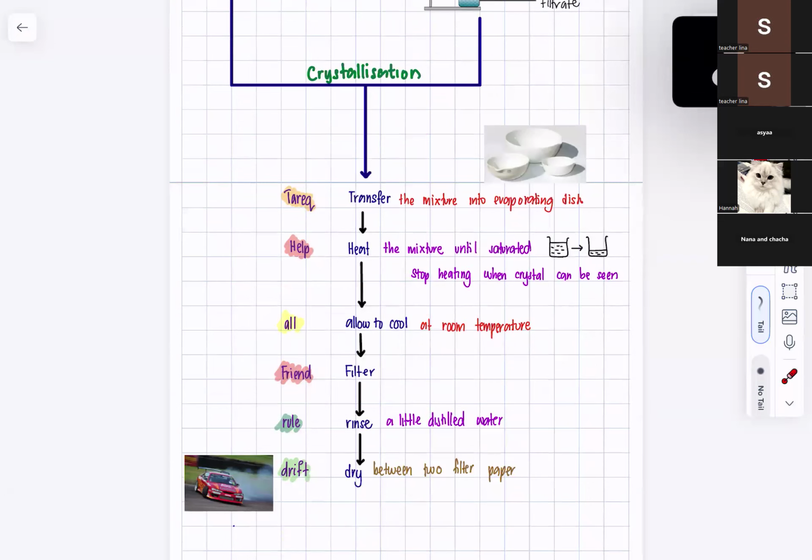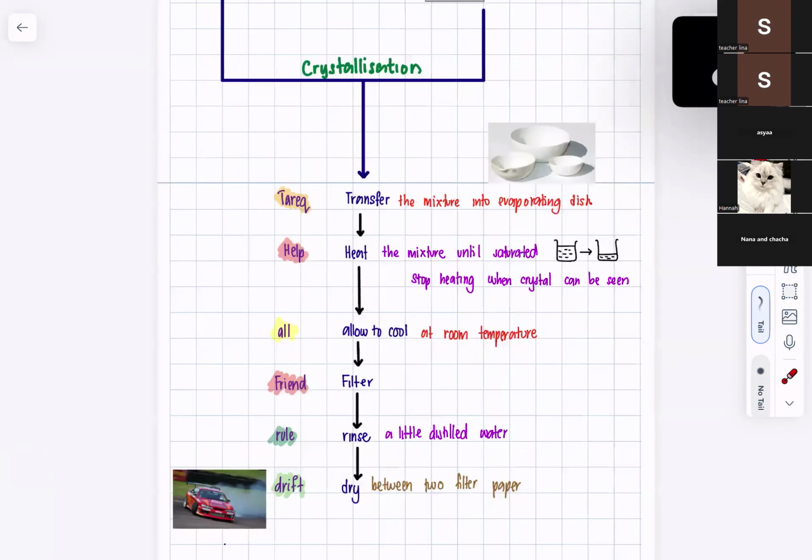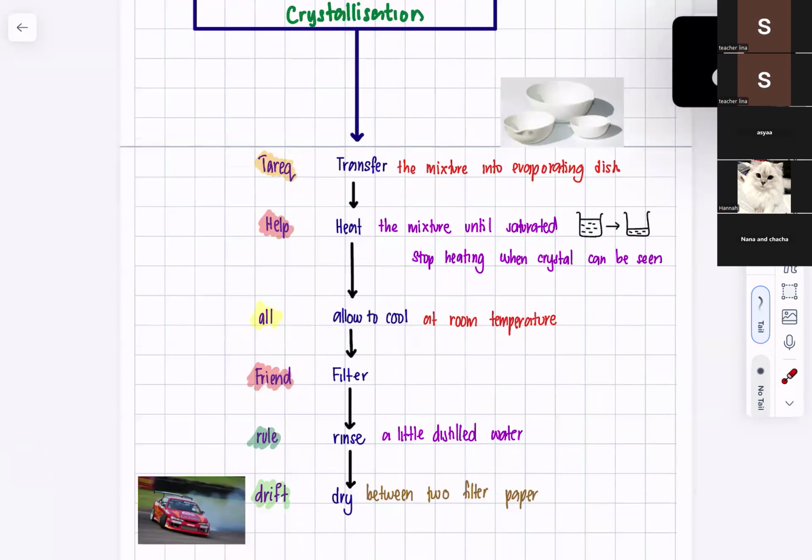How to remember the crystallization? One word: Tariq, help, all, friend, rule, drift. So Tariq, T, that one is you transfer. This one is the acronym, how to remember. You transfer the mixtures into the evaporating dish. This one is very useful for your Paper 6 of experiment, question number 4.